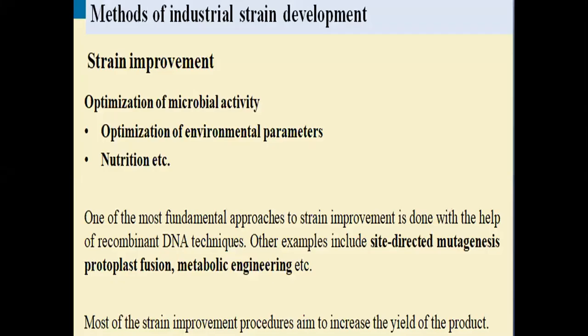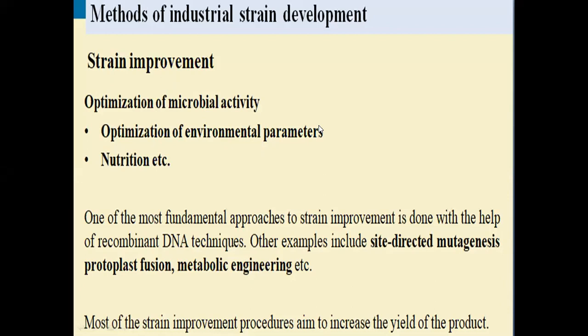our bacteria or our fungal strain of interest, that may not produce your desired product in large quantities, or it may not be genetically stable, or for several reasons you need to improve your industrially useful microorganism, right? So here are several reasons why you need to do strain improvement. It is that you have to optimize the microbial activity and you should optimize the environmental parameters.